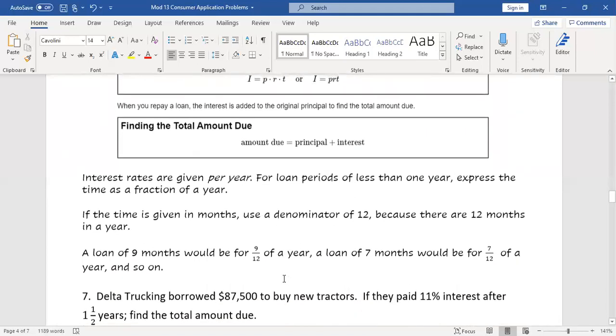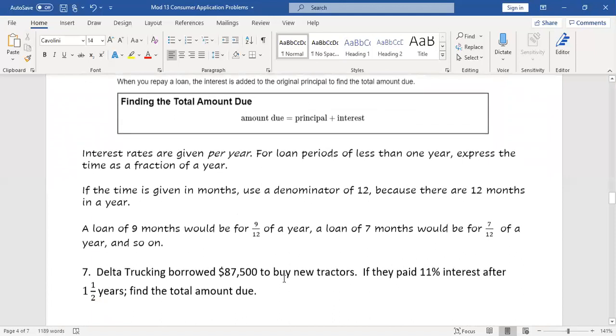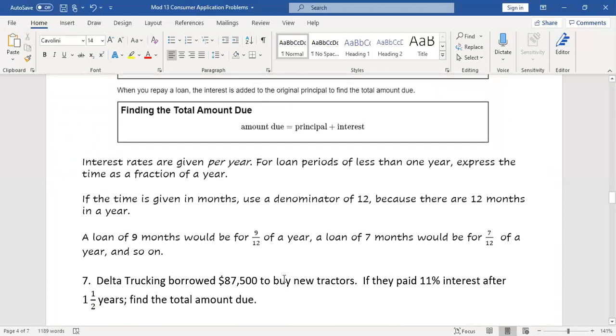So since interest rates are given per year, for loan periods of less than 1 year, express the time as a fraction of a year. If the time is given in months, use a denominator of 12 because there are 12 months in a year. So if a loan is for 9 months, the time would be 9/12 of a year. If a loan was for 7 months, it would be 7/12 of a year, and so on.